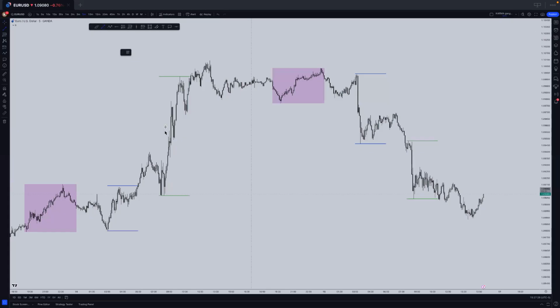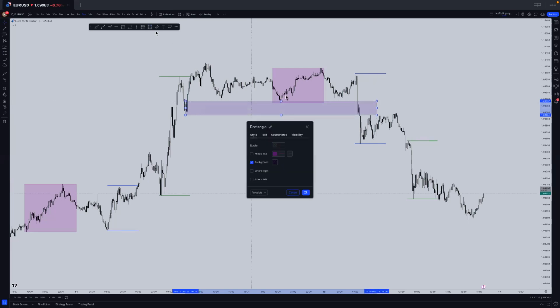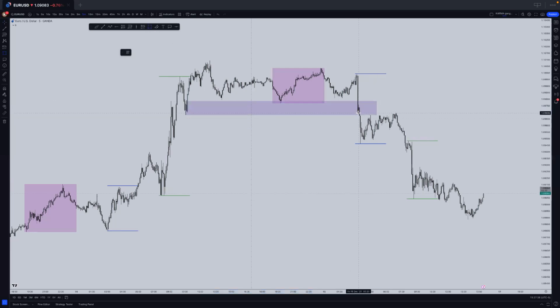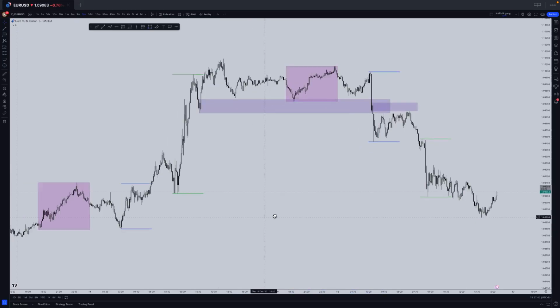This is your flip zone, right? The reaction of that flip zone is what? Indecision candle. The market sold off from there. Let's keep going. You will see more.